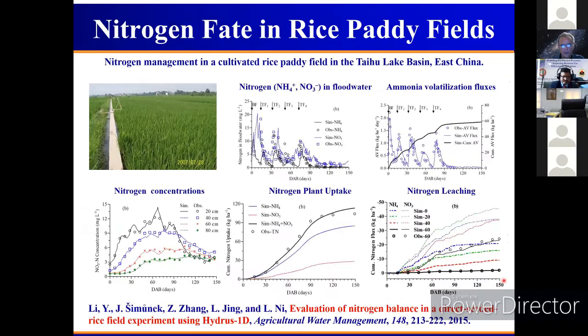In another paper, we did the nitrogen balance for the same field. In this field, we had multiple applications of nitrogen. Then we simulated the nitrogen in the flood water, as you can see here. We simulated ammonia volatilization fluxes, which you see here, nitrogen concentrations at different depths, nitrogen uptake by plant, by rice, and finally, nitrogen leaching at different depths. And you can again see that once we calibrated the model, we could provide a very good description of that system.